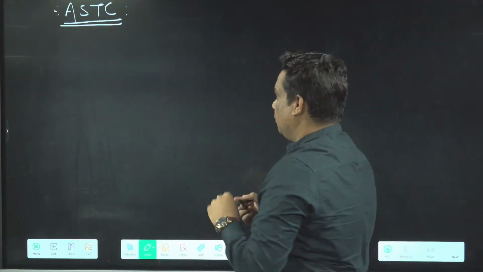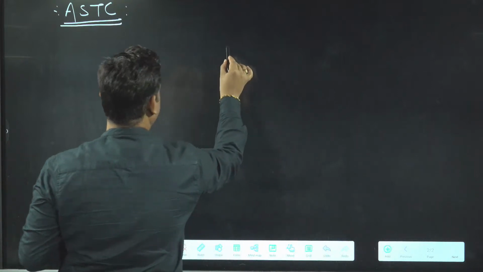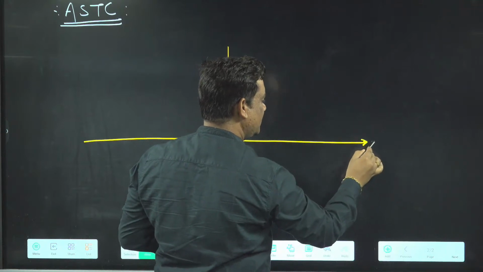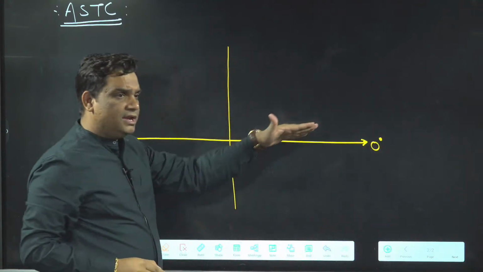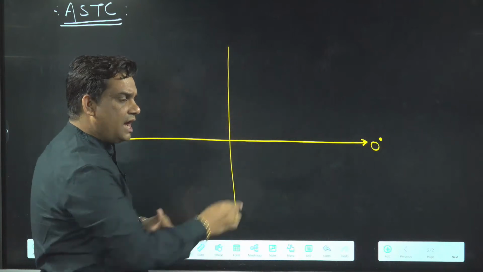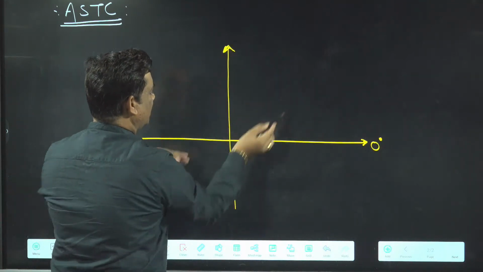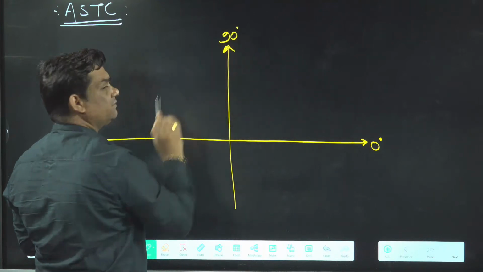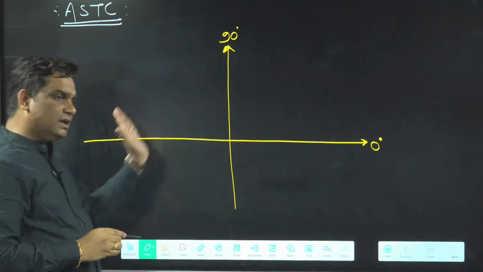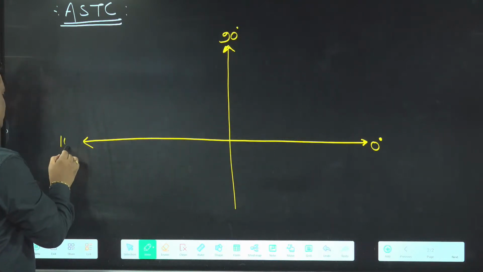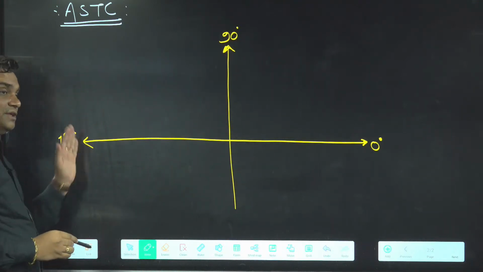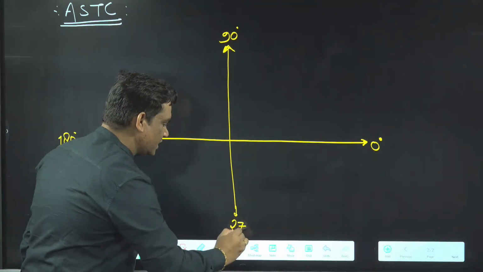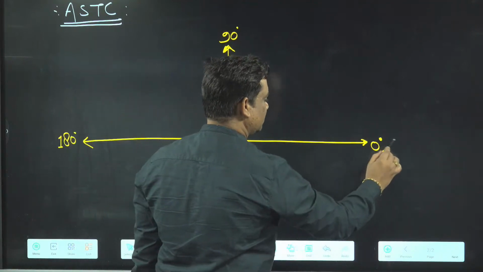In ASTC, if this is our reference line, as I already told you, and this is 0 degree, and if I rotate and reach here, then this is 90 degree. Everyone is very clear. If I further rotate and reach here, this is 180 degree. If I further rotate, we reach 270 here, and then we come back to this one, which is 360.